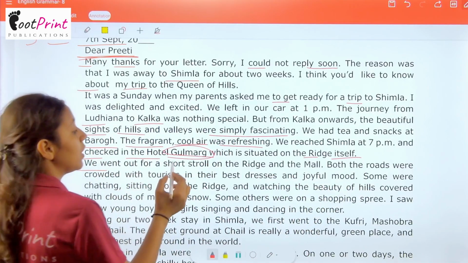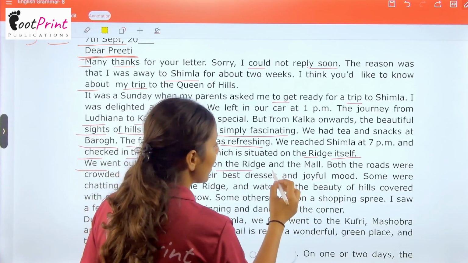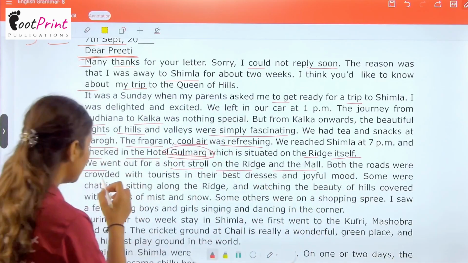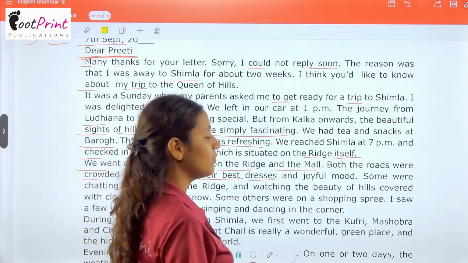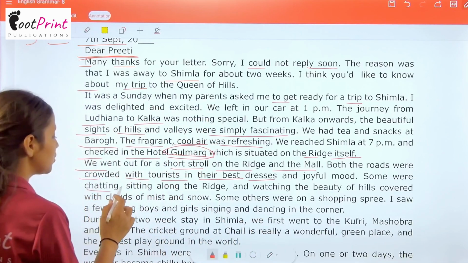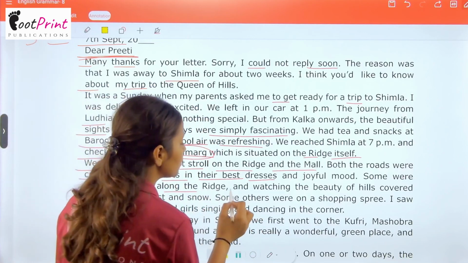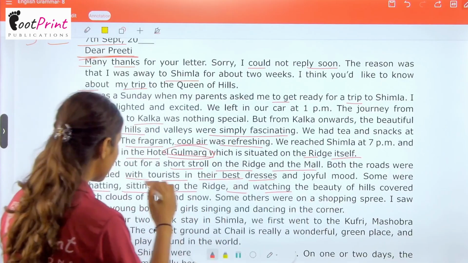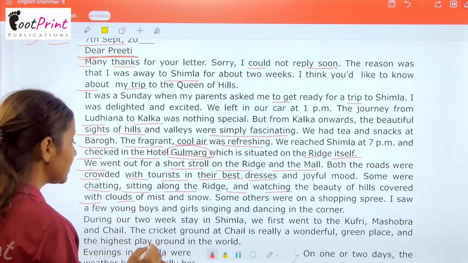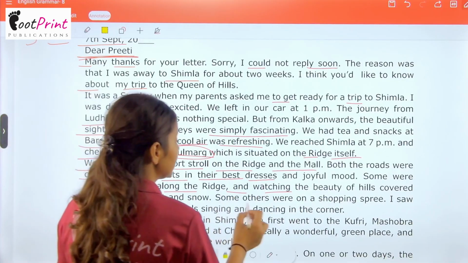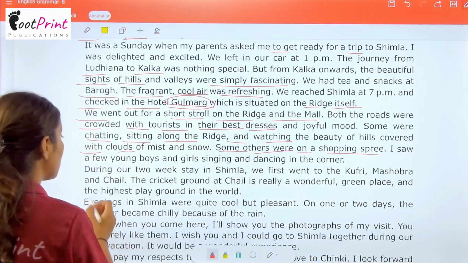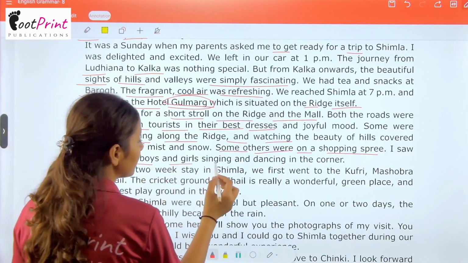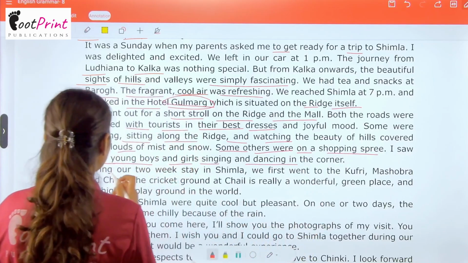We went out for a short stroll on the Ridge and the Mall. Both the roads were crowded with tourists in their best dresses and joyful mood. Some were chatting, sitting along the Ridge and watching the beauty of hills covered with clouds of mist and snow. Some others were on a shopping spree. I saw a few young boys and girls singing and dancing in the corner.